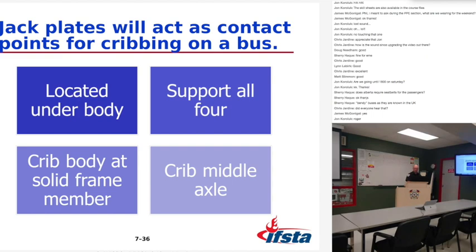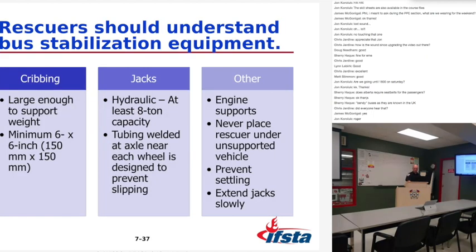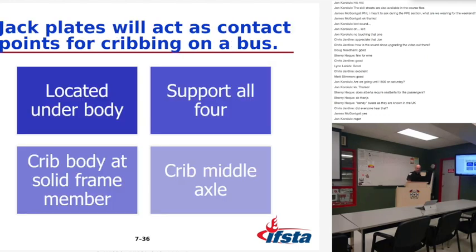Jack plates. These buses are provided with jack plates, so if you can find those in the undercarriage, use those for your cribbing. Makes sense. They're commonly located under the body between the two rear axles and the back of the front axle. Support all four to completely stabilize.